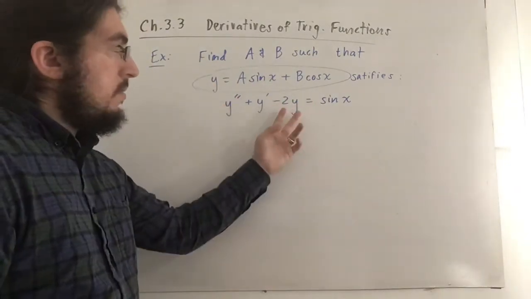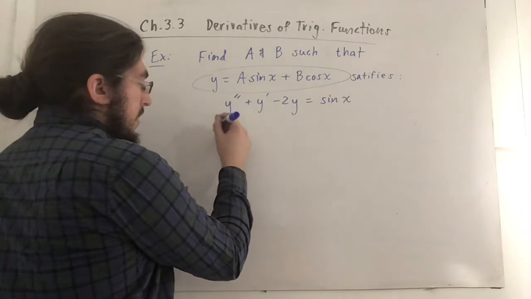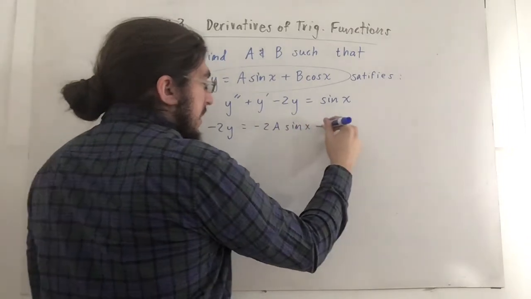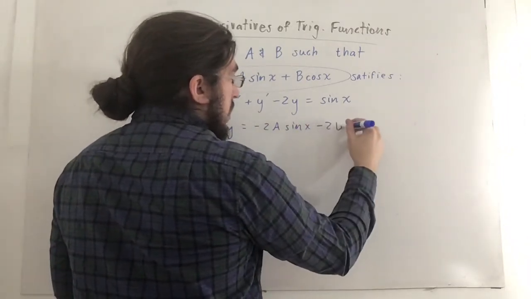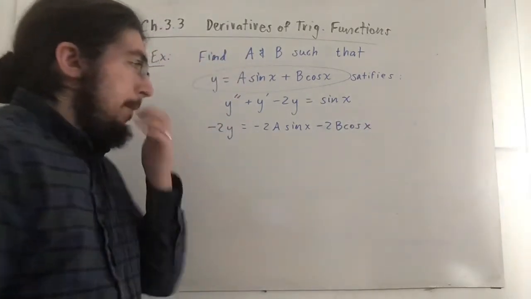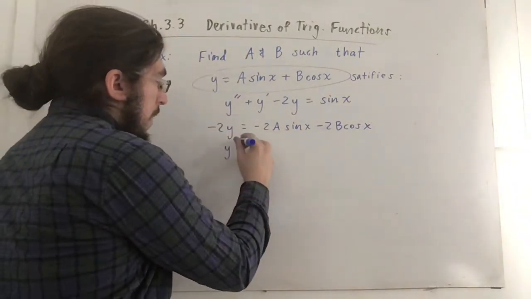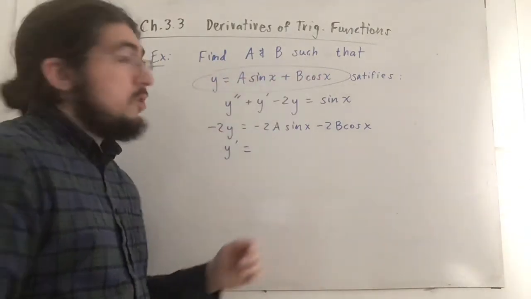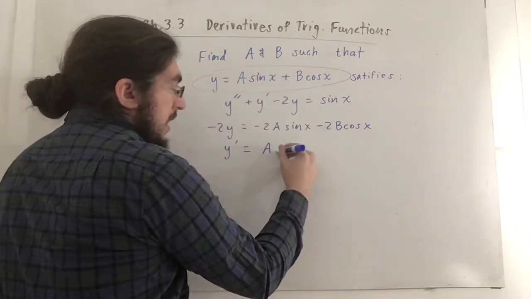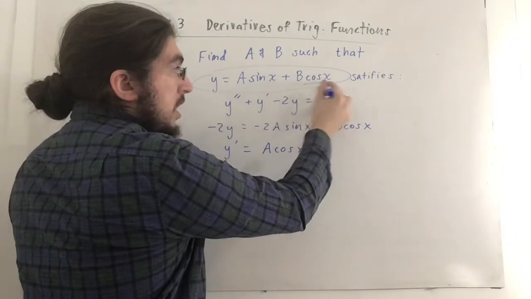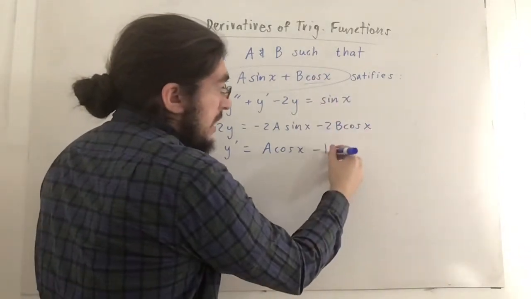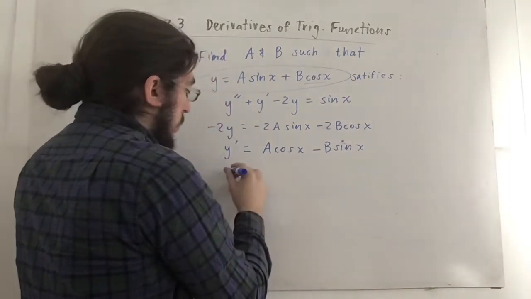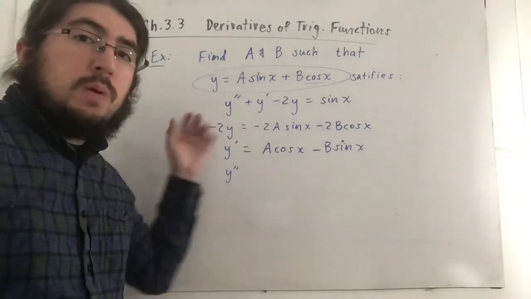So I already have y, so we need negative 2y. Let me write that. Negative 2y is equal to negative 2a sine of x plus negative 2 times b cosine of x. That's negative 2y. Now what's y prime? Y prime is the derivative of y. A and b are constants, so we just need to find the derivative of sine and cosine. Derivative of sine is cosine, so it's a cosine for the first term. Derivative of cosine is negative sine, so it's going to be negative b sine for the second term of y prime.